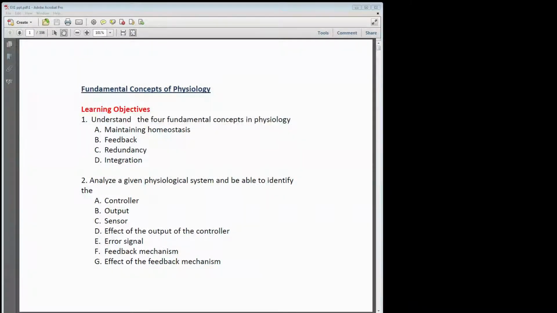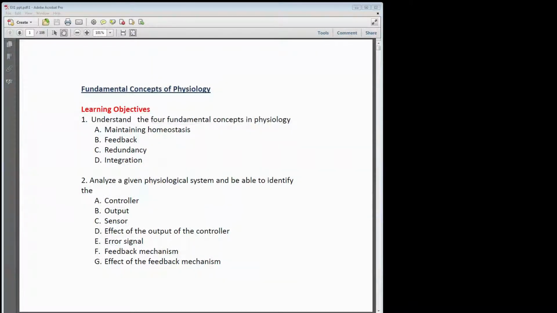The next fundamental concept of physiology is feedback. This is when the output of a controller is either increased or decreased based on the signal sent from a sensor. Most of the body functions on negative feedback. About 95 to 99% of it is actually negative feedback, and there are only a few examples in which positive feedback occurs.